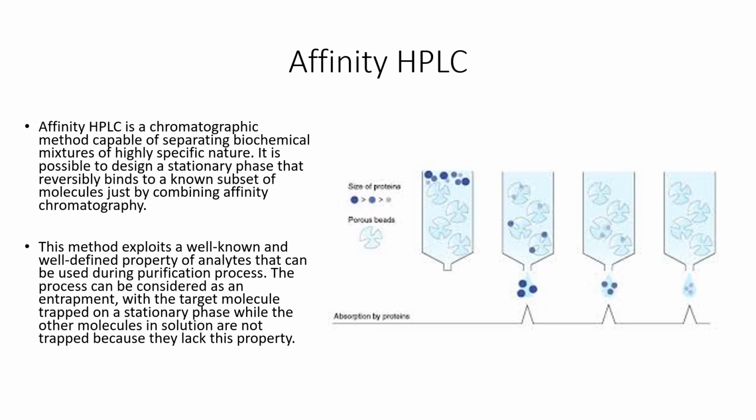Affinity HPLC is a chromatography method capable of separating biochemical mixtures of highly specific nature, so that we can design a stationary phase that reversibly binds to a target molecule, just by combining affinity chromatography, just like we discussed previously. So you can have this antibody protein binding, and then you can reversibly remove the protein from the column. So that's affinity HPLC.